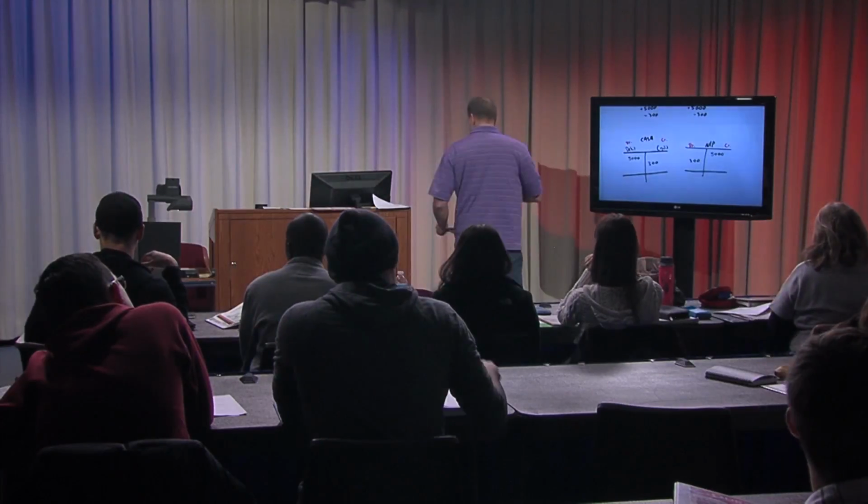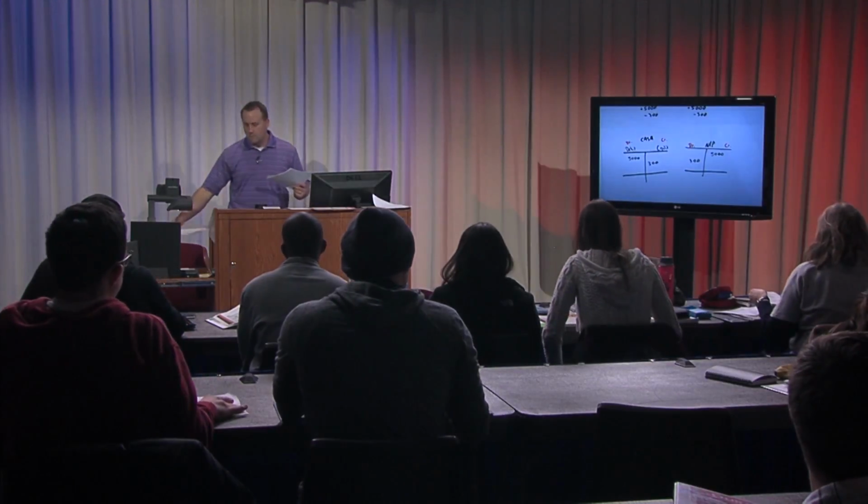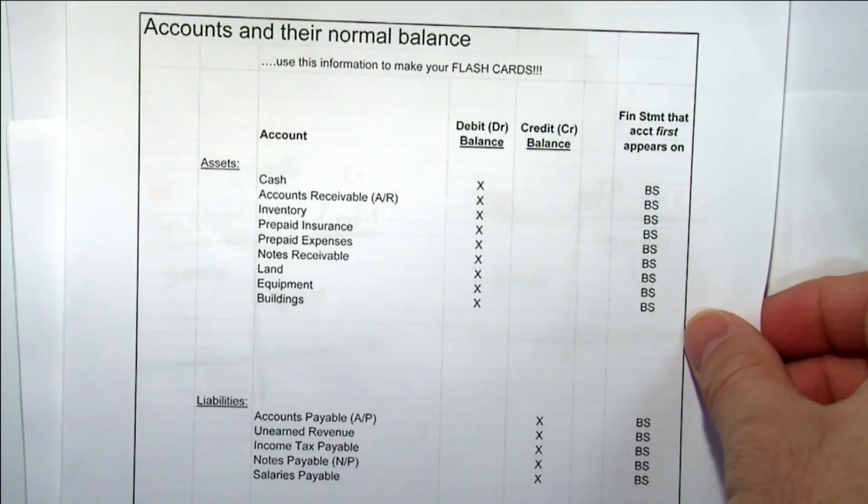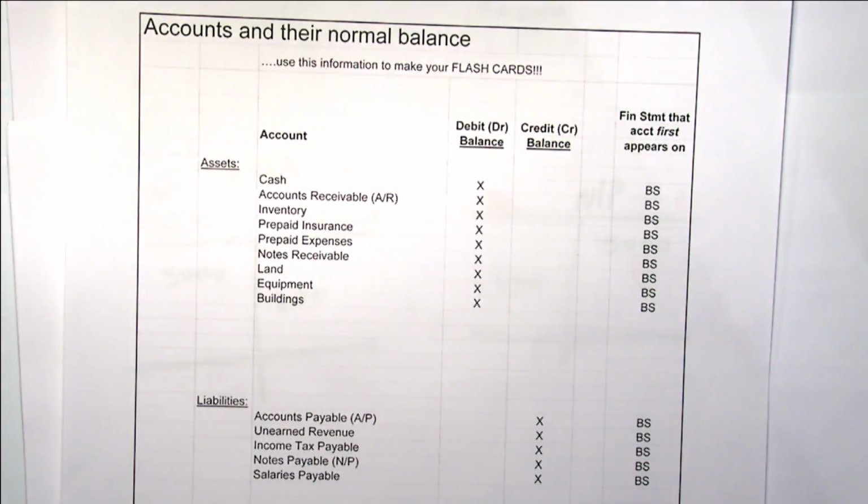How do you know which accounts are debit balance accounts? Thus, they increase with a debit, decrease with a credit, like cash. And how do you know which accounts are credit balance accounts, like notes payable? They increase with a credit and they decrease with a debit. Okay? Well, I have a chart for you. Look to see if this is in your Chapter 2 notes. Is this chart in your notes? Is it the back page of your Chapter 2? Yep, you have it. Okay.